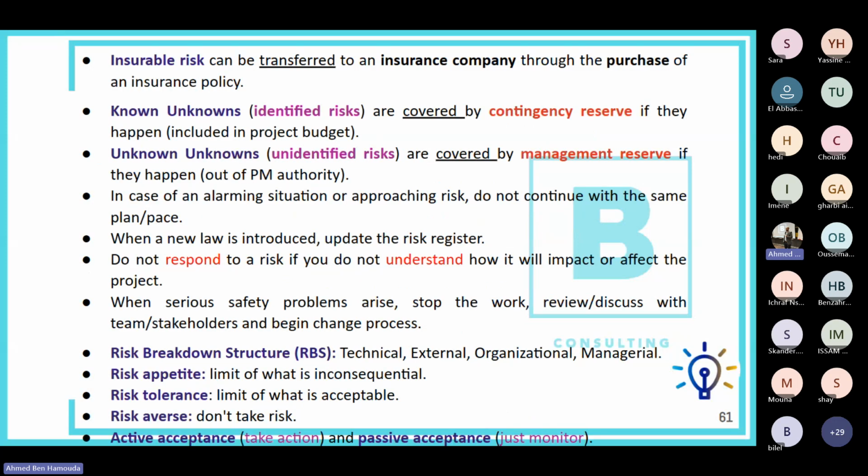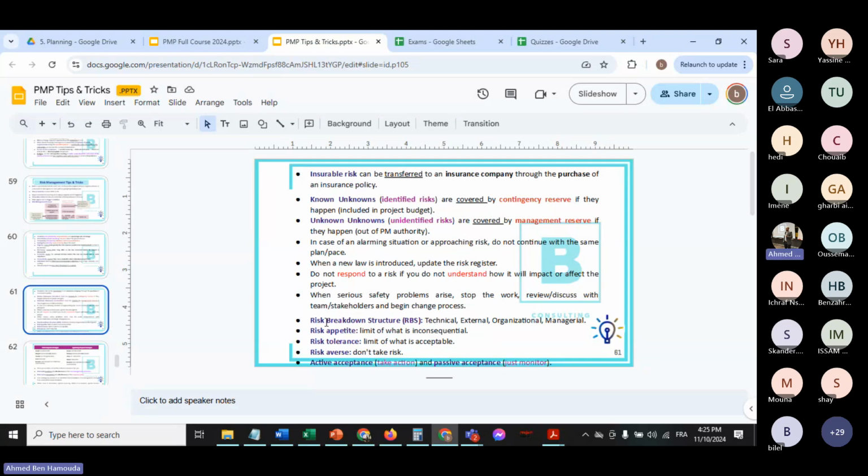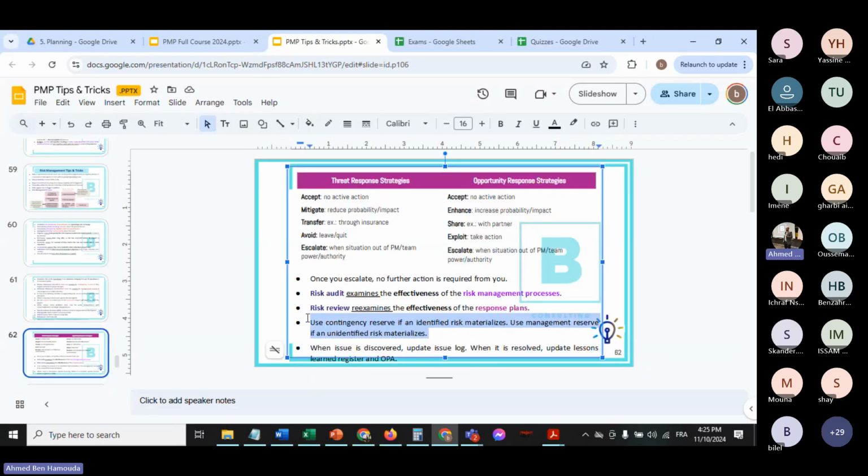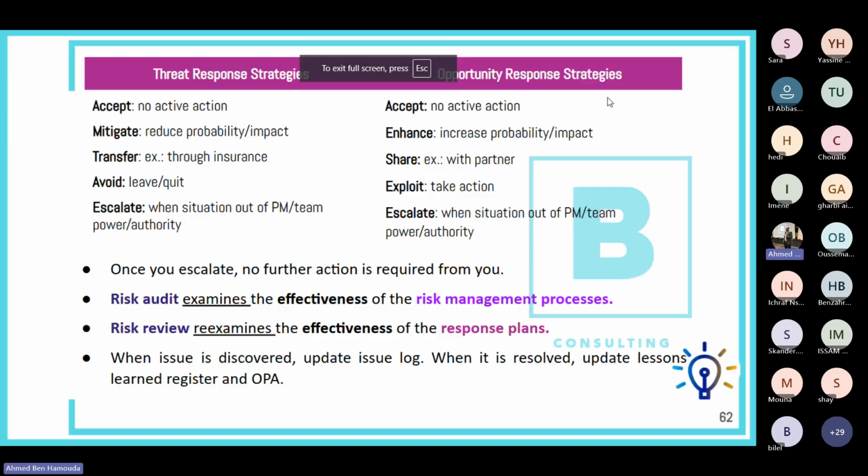Actually, that's not necessary because we have already mentioned that. When an issue is discovered, update the issue log. When it's resolved, update lessons learned, register, and organizational process assets. I have also mentioned that previously, but okay.